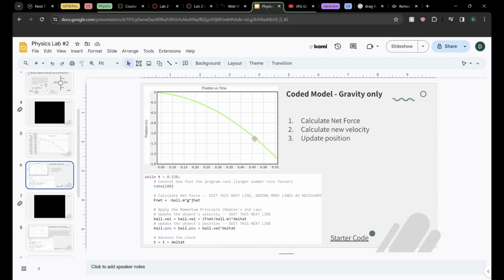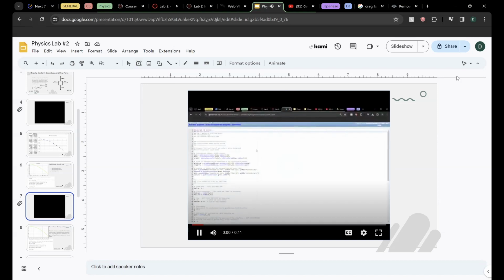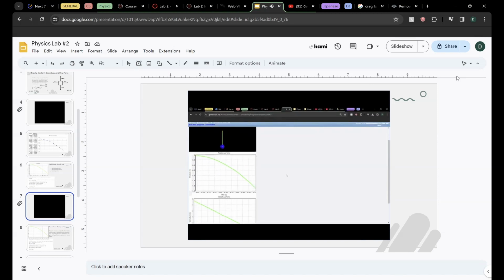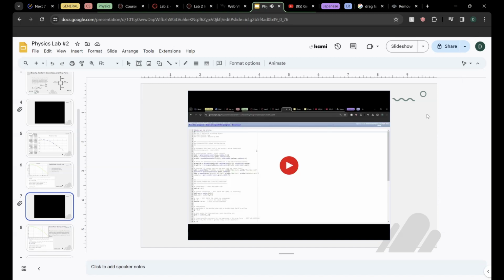Obviously, there's no drag, so it's a much more balanced slope. And here is another video. As you can see from the video, the velocity is the same throughout the entire fall, because there's no drag, the only force acting on it is gravity.